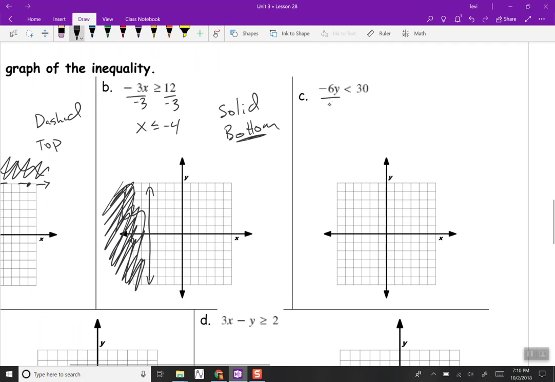C, we'll divide by -6. Why reverse our inequality symbol. Y is greater than -5. So y value is 1, 2, 3, 4, 5. So horizontal line at -5, and we're greater than, so we're going to shade on top.